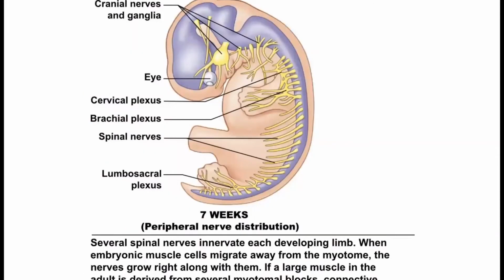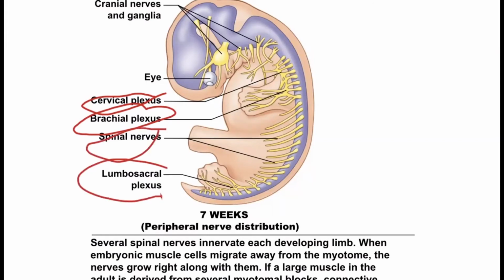Okay. And at 7 weeks, you can also see the cranial nerves and ganglions start to develop. Remember your cervical plexus and brachial plexus in the arm, as nerves exit from the central nervous system to the peripheral nervous system. You got your spinal nerves that come out, the lumbosacral plexus down in here.